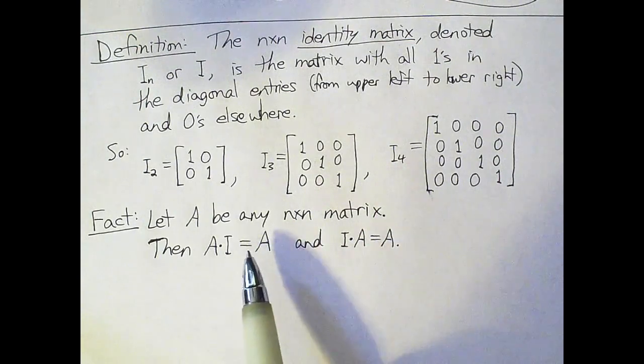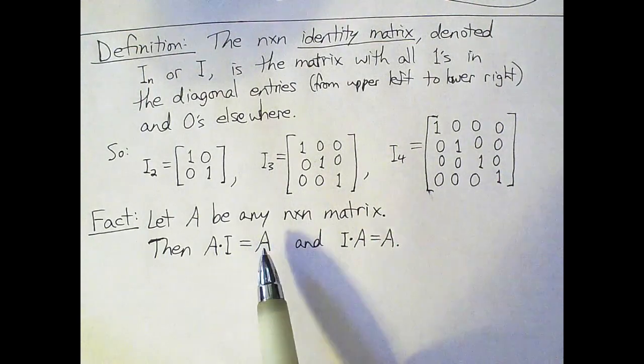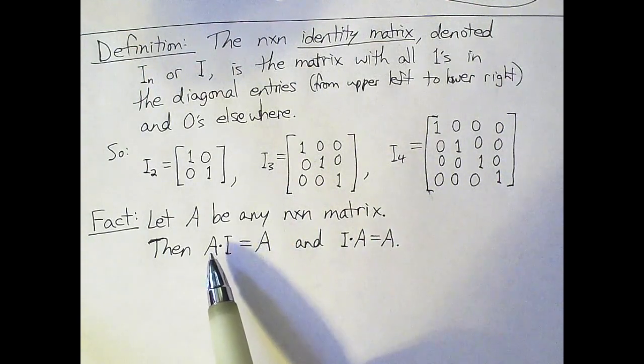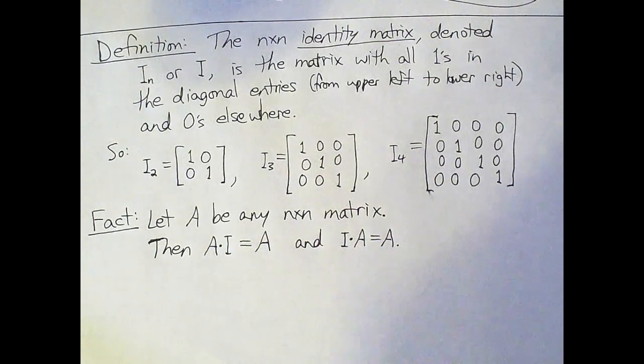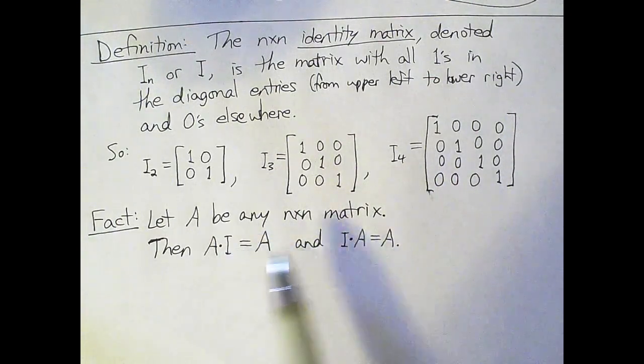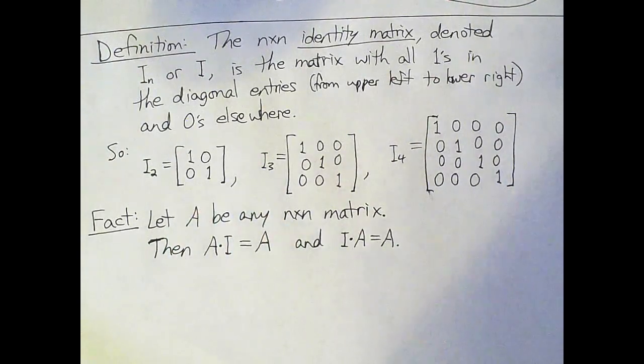A times I, you just get A. I times A, you just get A. So multiplying by I doesn't change the matrix. You start with A, you still have A. And that's why it's called the identity. If you want to get technical, it's the multiplicative identity. By the way, this matrix I is unique in this sense. There's no other matrix that has this property for all square matrices A.